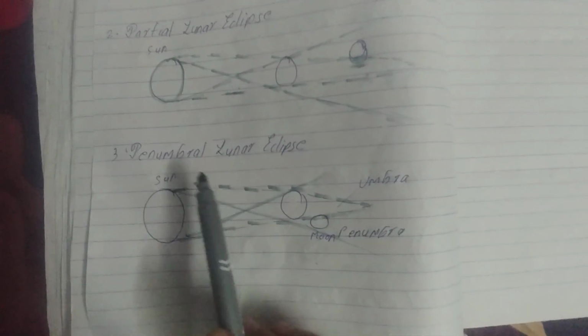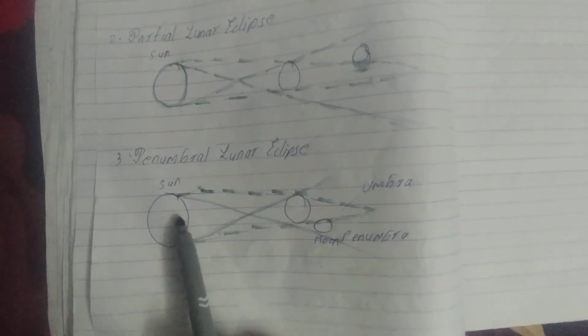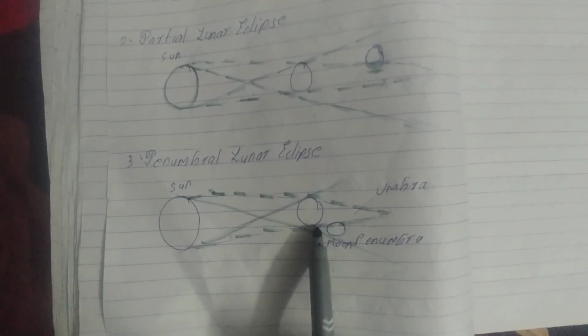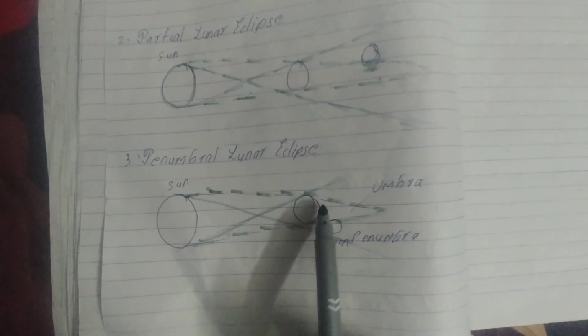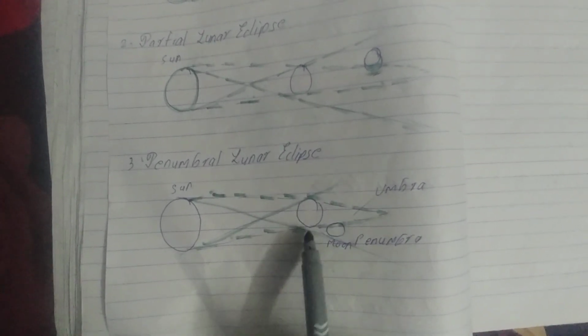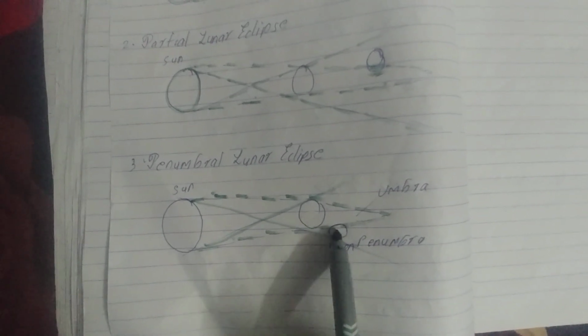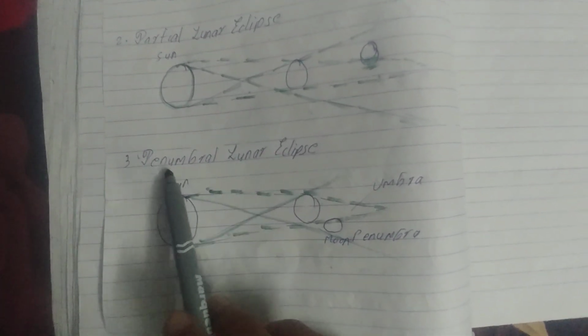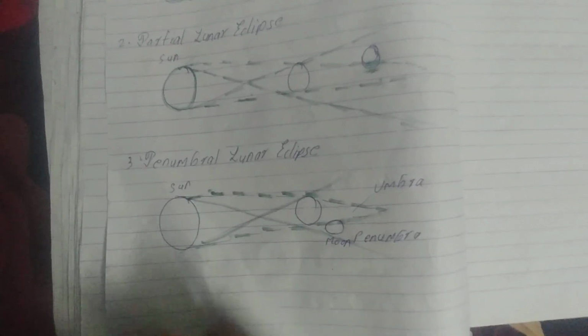Another type of eclipse is penumbral lunar eclipse. In this type of eclipse, the moon lies in the penumbral region of the earth's shadow. So the umbral region of the earth's shadow doesn't have any effect on the moon. Only the penumbral region has some effect on the moon, which is known as the penumbral lunar eclipse.